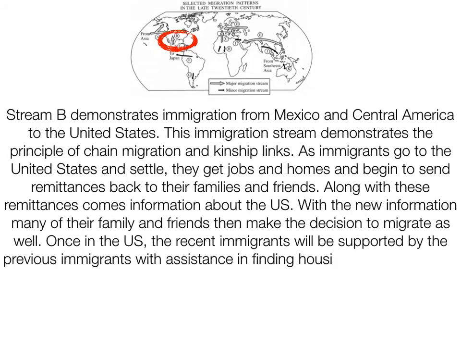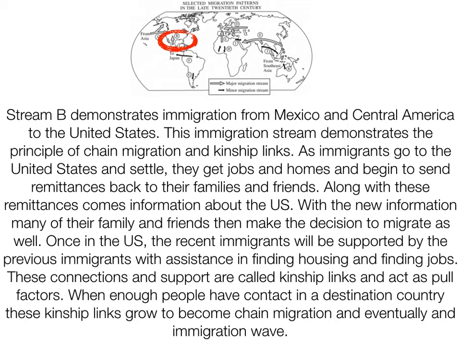Okay, so we will discuss stream B yet again. Stream B demonstrates immigration from Mexico and Central America to the United States. This immigration stream demonstrates the principle of chain migration and kinship links. So again, very straightforward in beginning my answer, making sure that I'm identifying the places as well as the terms.